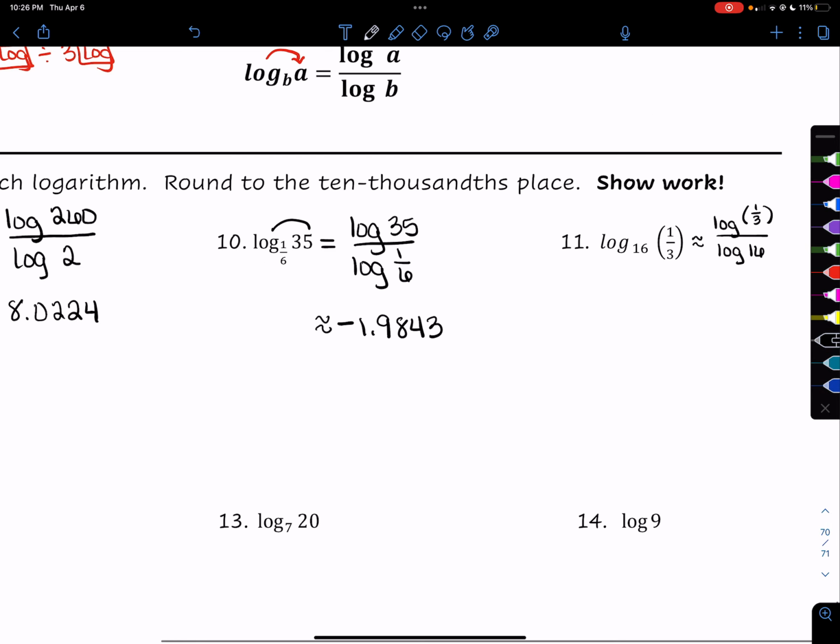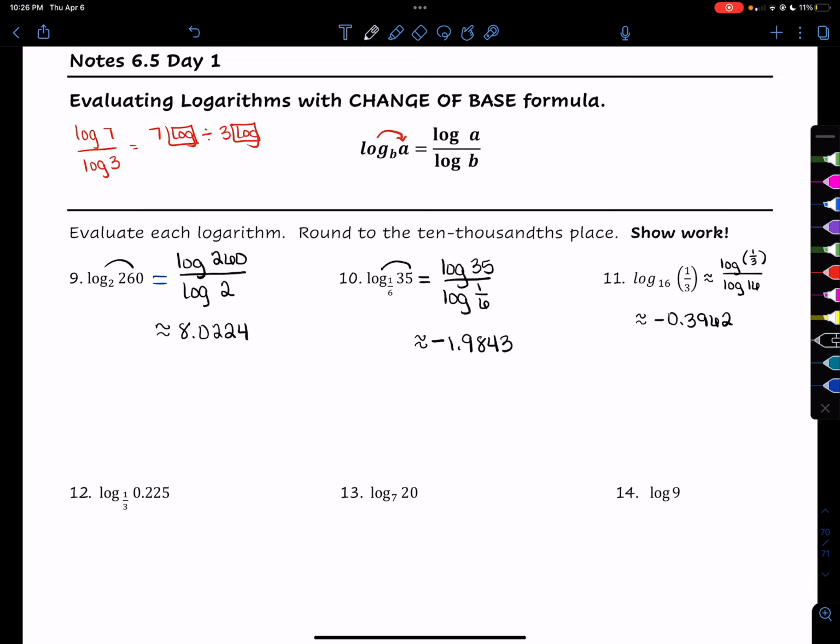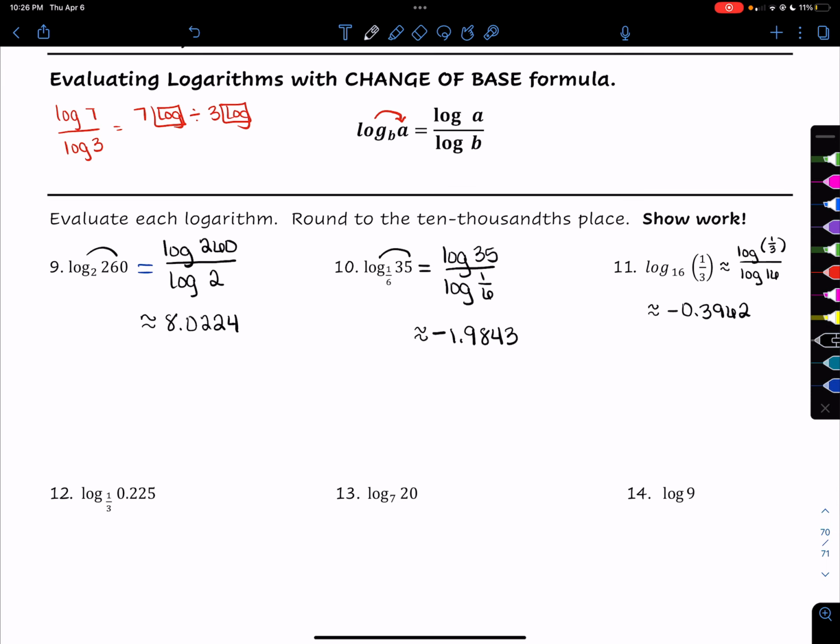Enter that into your calculator so that you have 1 fraction 3 log divided by 16 log. This one as well is going to be a negative because we have a whole number and a fraction. And this one will be negative 0.3962.